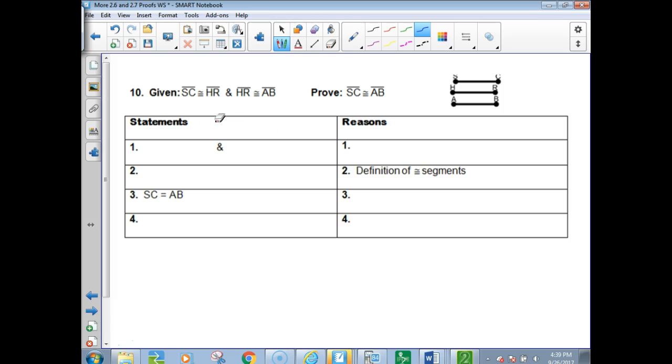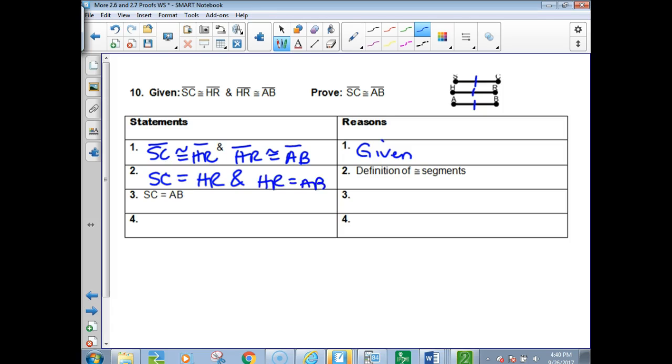Okay, this next proof is on segments. I'm going to just fill in my givens as usual. Okay, and what it's telling me is that segment SC here is congruent to HR, and then HR is congruent to AB, which was given. I can drop the bars, the segment bars in the similar symbol to get that SC's length is the same as HR's and HR's length is the same as AB's by definition of congruent segments.